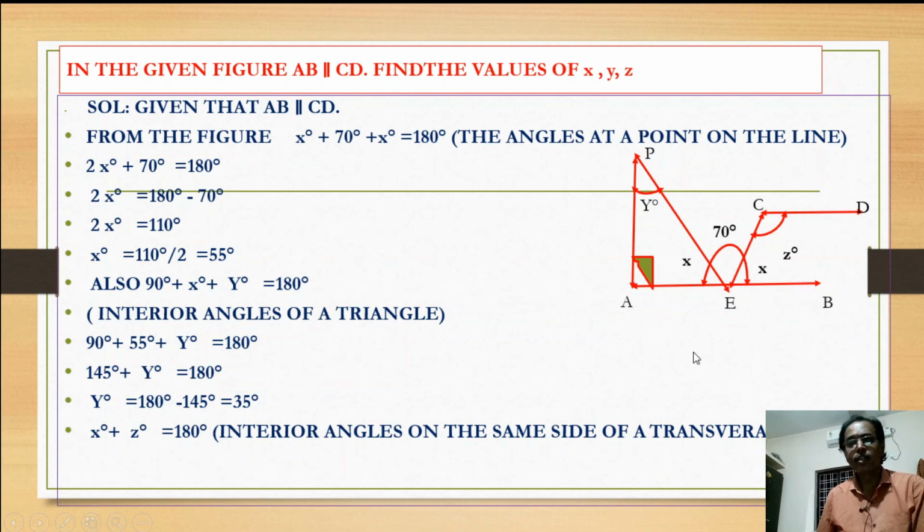Okay, now again here CD is parallel to AB, and here C is a transversal. Then X and Z are angles on the same side of the transversal, so they are supplementary. X plus Z is equal to 180, but X value we have 55, substitute there: 55 plus Z is equal to 180, that implies Z is equal to 180 minus 55, that is equal to 125. Okay, children.